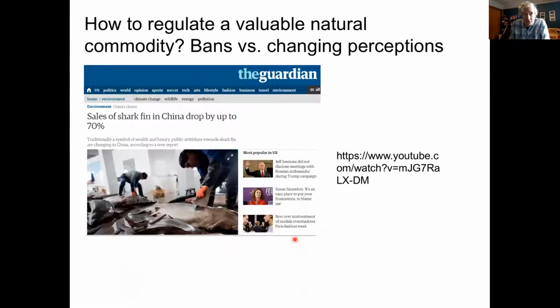And to the question about how to regulate a valuable natural commodity, we're wrestling with this idea of bans versus changing people's perceptions. Especially in terms of the shark harvest, shark fin is incredibly valuable for shark fin soup. The global trade at one point was the biggest illegal global trade. It was a bigger trade than heroin, the illegal trading of shark fins.